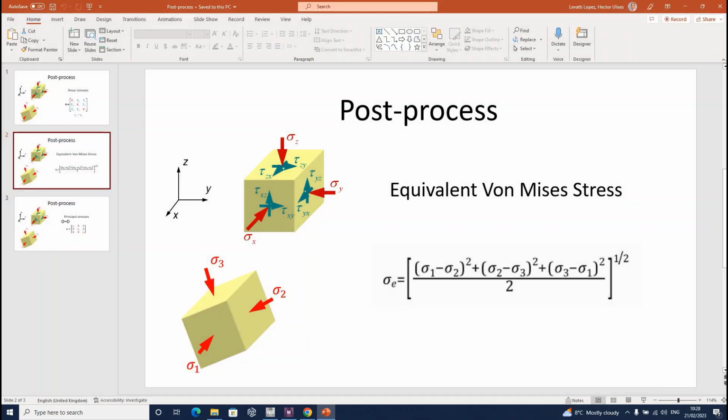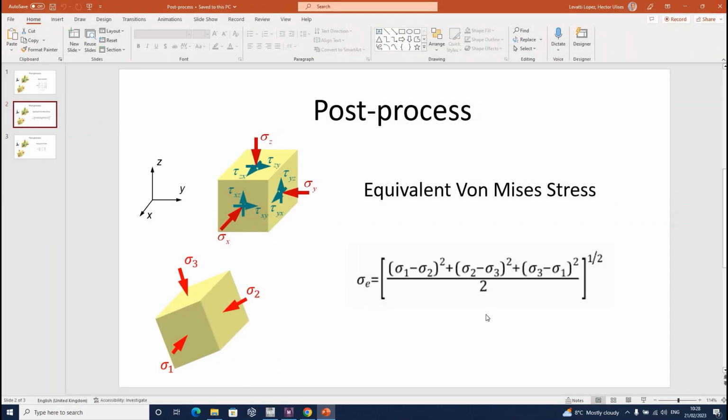Okay, I will keep it like this. So in here we have the definition of the equivalent von Mises stress from the manual of Ansys Workbench. Basically, the equivalent stress is a positive stress because it's an expression. This is a square root of this expression inside the brackets.